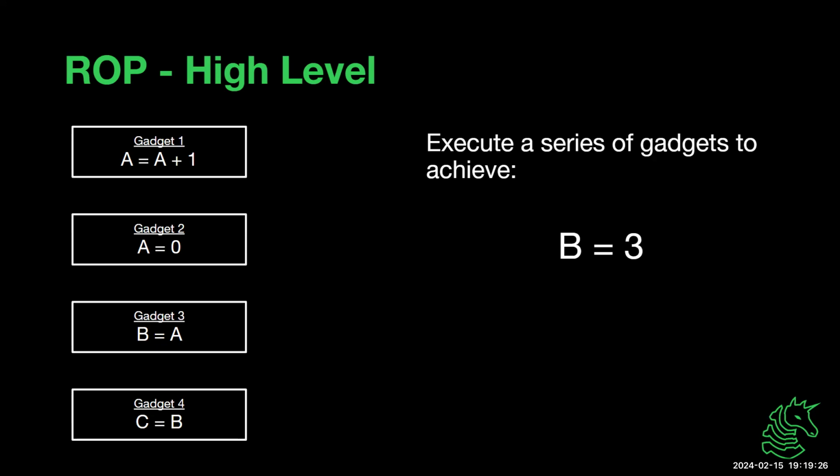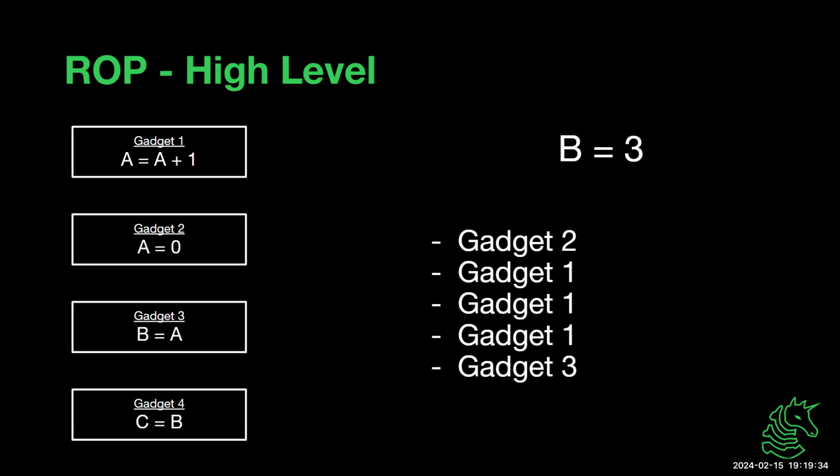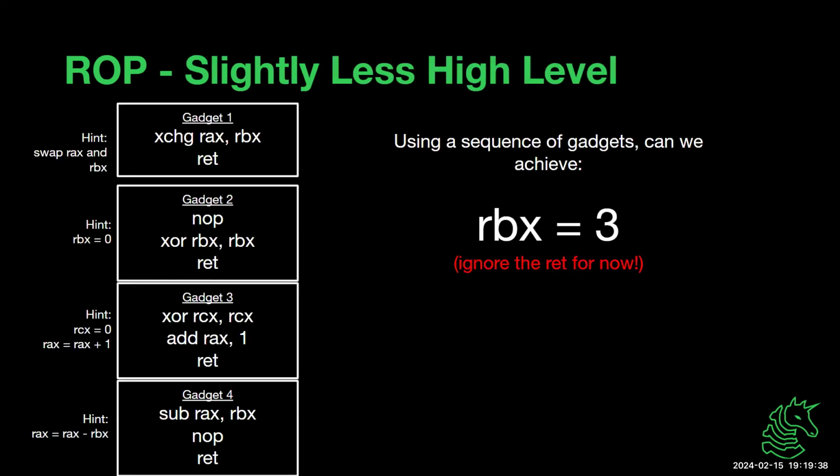Yeah, exactly. So using those three gadgets like that, you can set b equal to a. So that's what it is. Now, that's at a high level. What it'll actually look like is with instructions, each one ending in a ret. And with these instructions, can anyone say how you'd set the register RBX equal to 3?